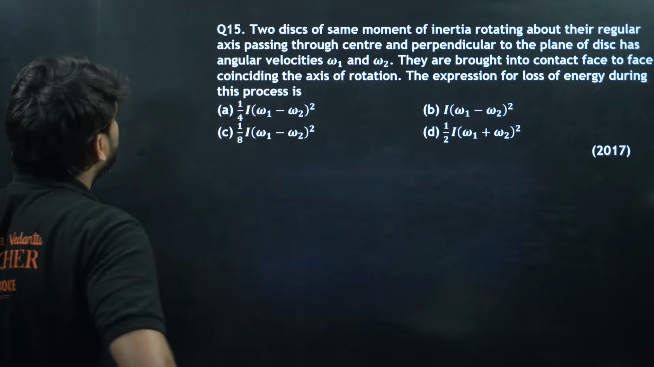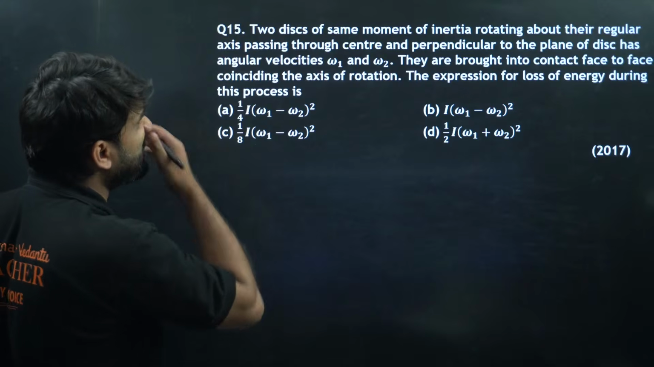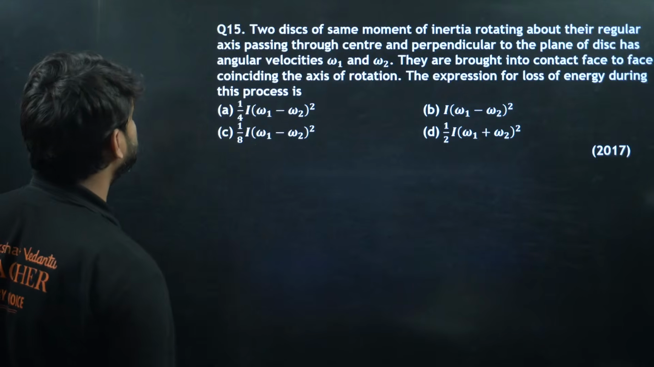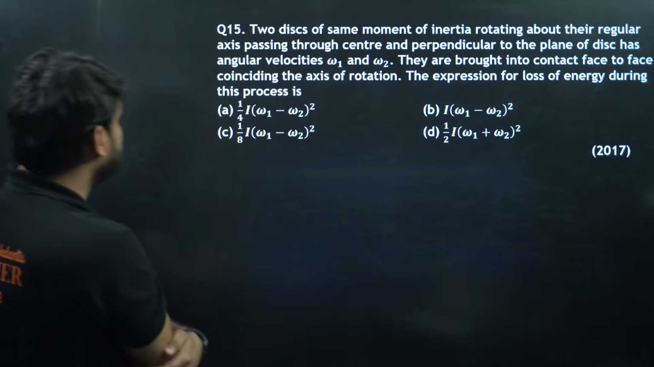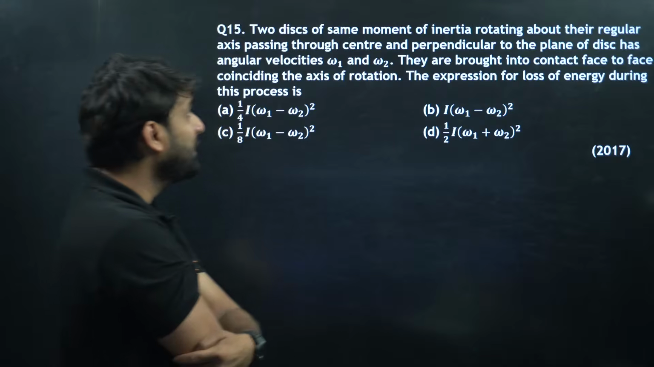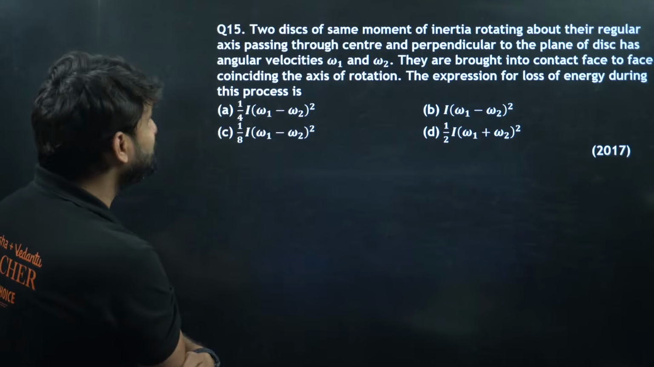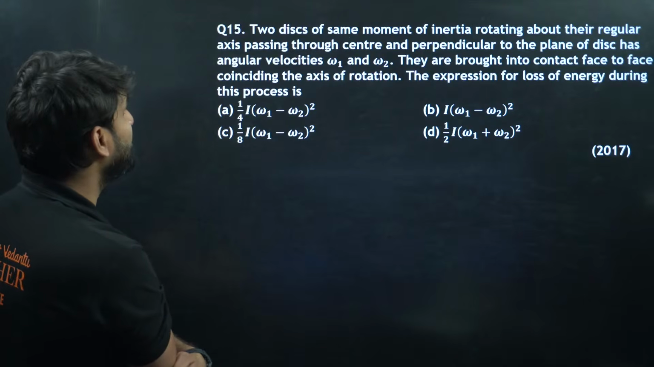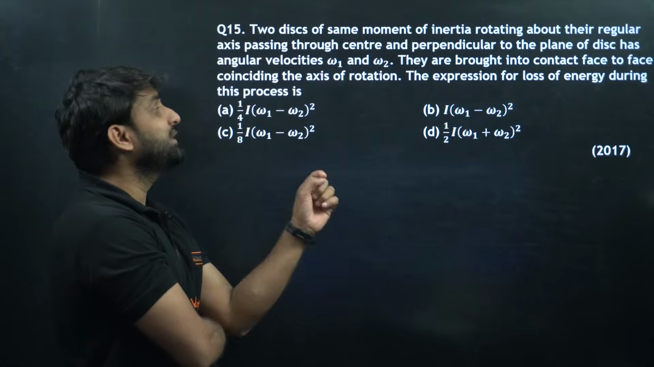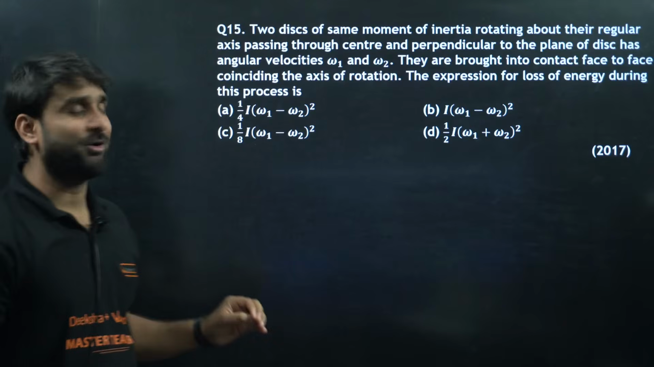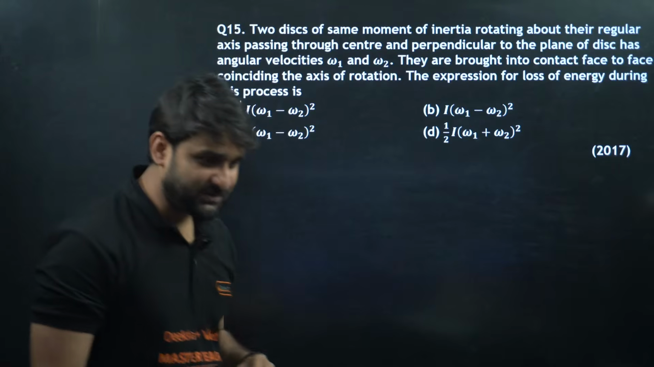Two discs of the same moment of inertia, rotating about their regular axis passing through the center and perpendicular to the plane of the disc, have angular velocities omega 1 and omega 2. They are brought into contact face to face, coinciding the axis of rotation. The expression for loss of energy during this process will be what? Important question.